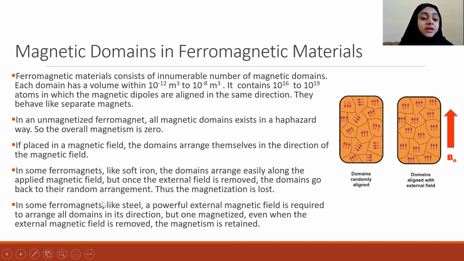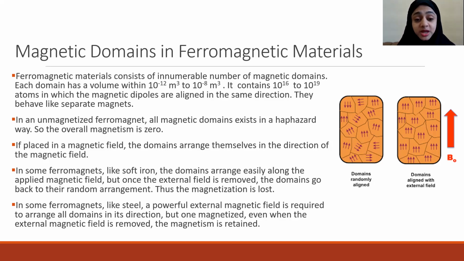Now, some ferromagnets like soft iron are called soft ferromagnets or soft magnetic materials because they are easy to magnetize and easily demagnetized, or they easily lose their magnetic property. While in some ferromagnets like steel, a powerful external magnet is required to arrange all domains in its direction. But once magnetized, even when the external magnetic field is removed, the magnetism is retained. So they are called hard magnets.